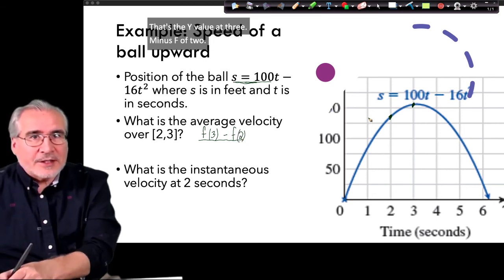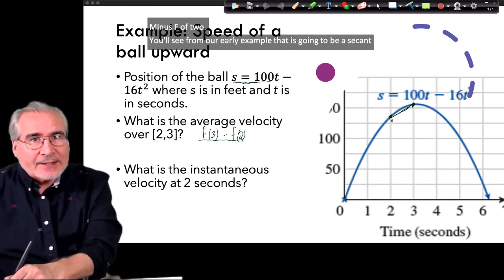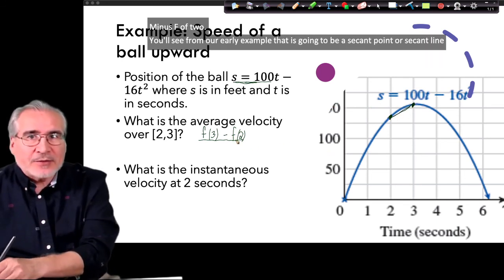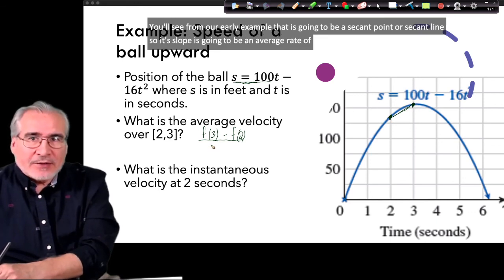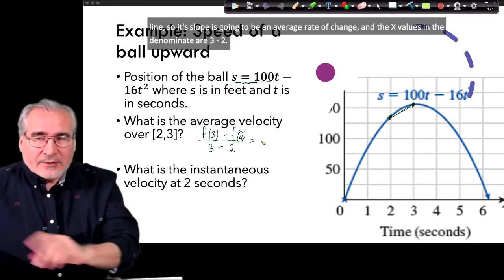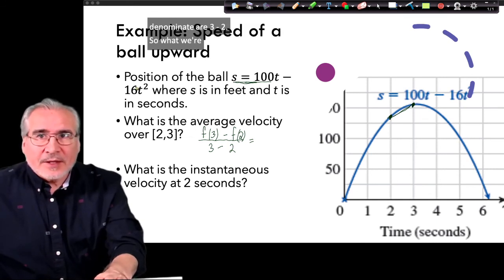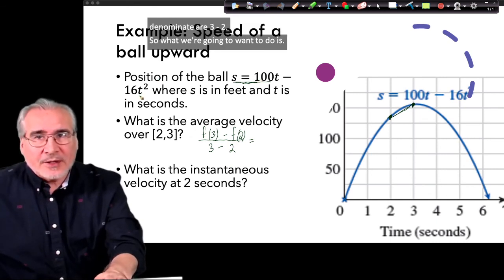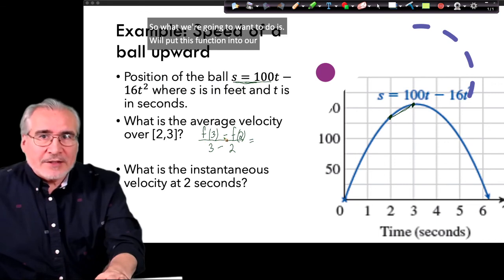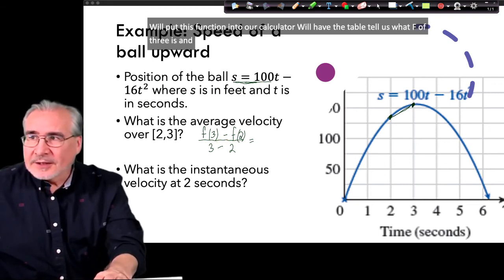You'll see from our early example that this is going to be a secant line. So its slope is going to be an average rate of change. And the x value is in the denominator, 3 minus 2. So what we're going to want to do is put this function into our calculator. We'll have the table tell us what f of 3 is and what f of 2 is.